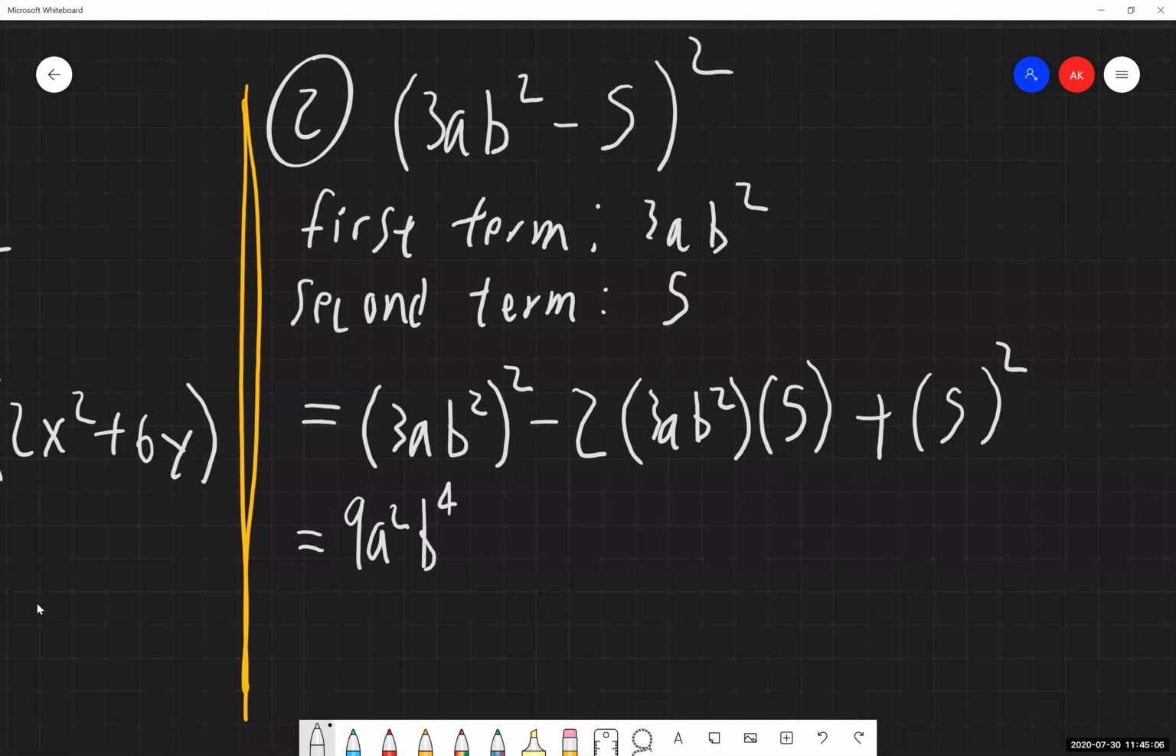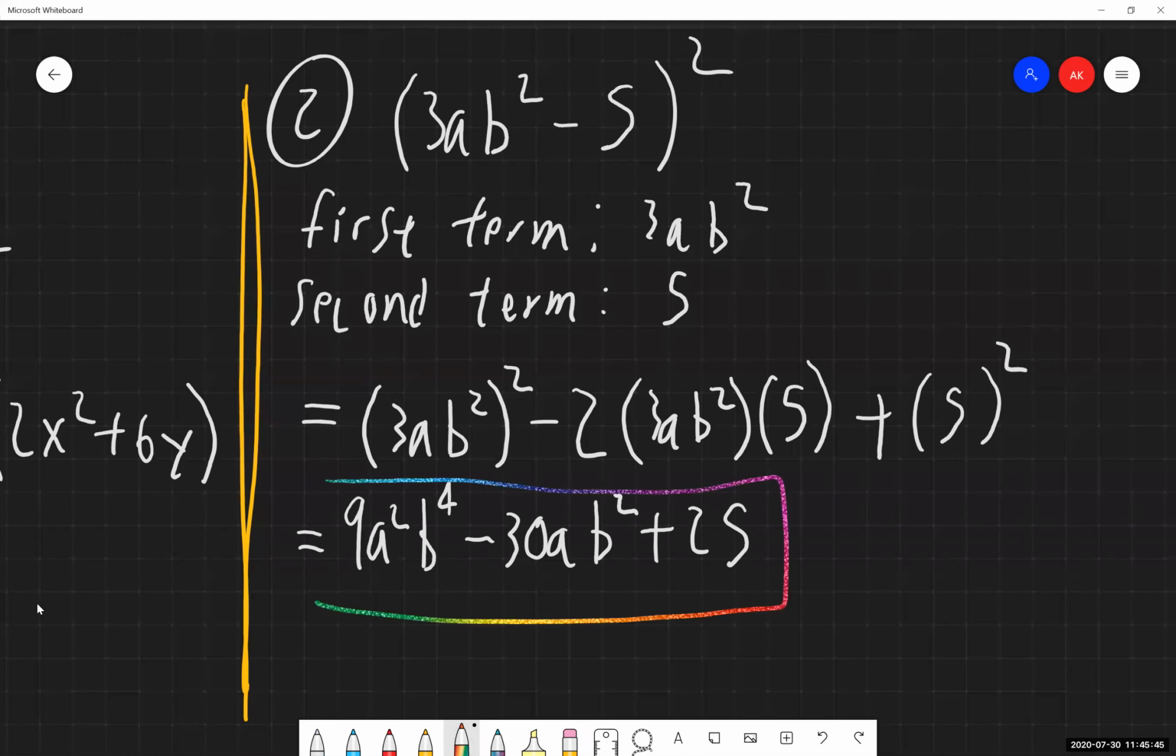Working with our middle set of stuff, I have -2 times 3ab squared times 5. Work with the numbers first. -2 times 3 is going to give me -6. -6 times 5, -30. I don't have any other a's or b's in this middle part, so I'm just going to put the a and then b squared in there. And then for our last part, we have plus 5 to the second power. It's going to give me 25. I can't combine anything else together there. So I have my final answer.